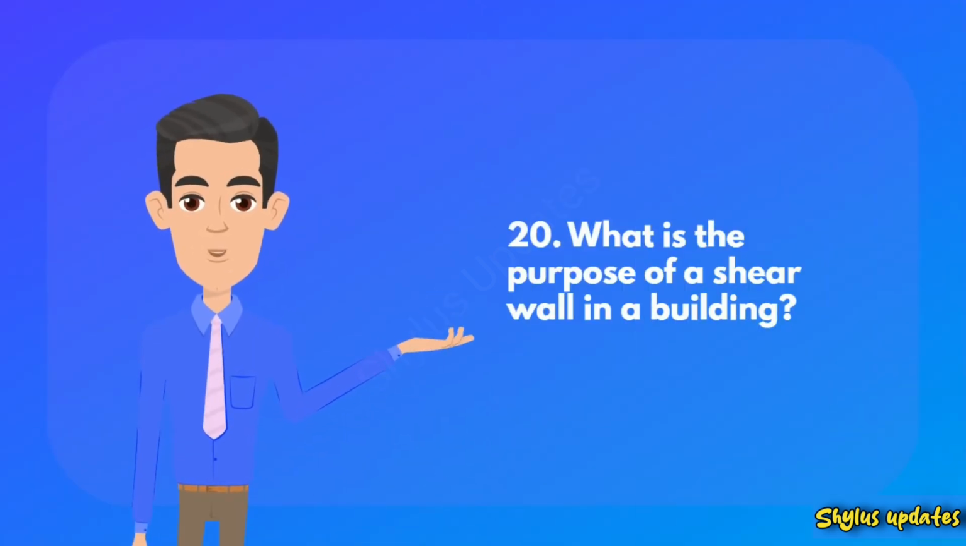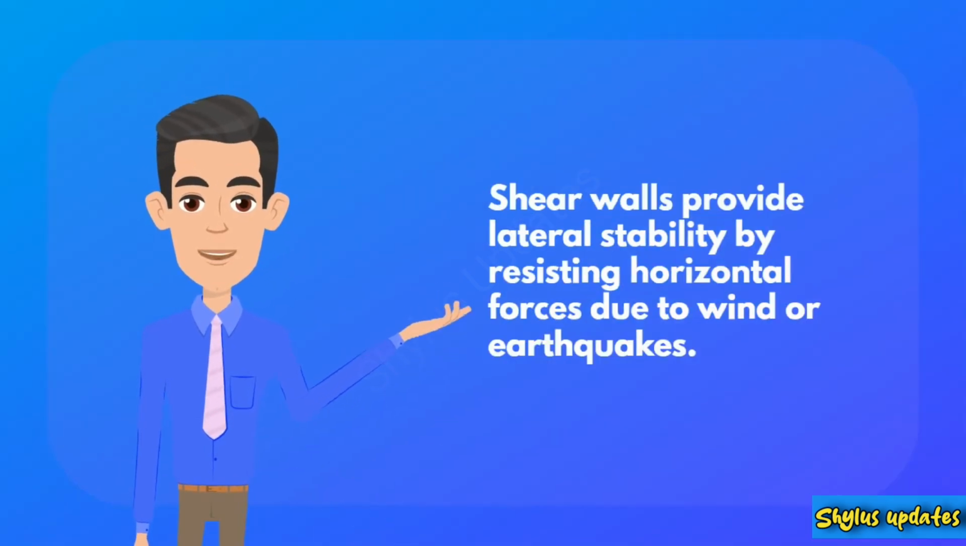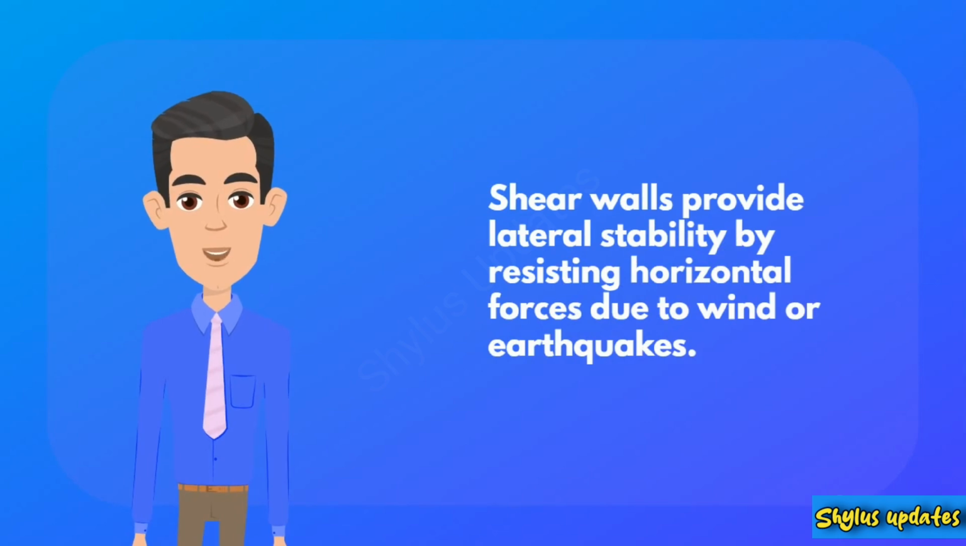20. What is the purpose of a shear wall in a building? Shear walls provide lateral stability by resisting horizontal forces due to wind or earthquakes.